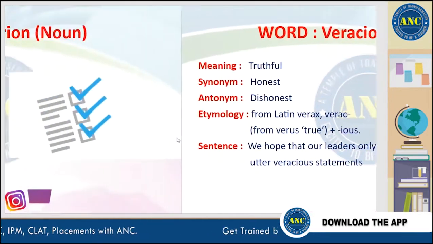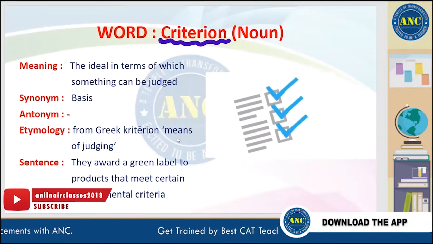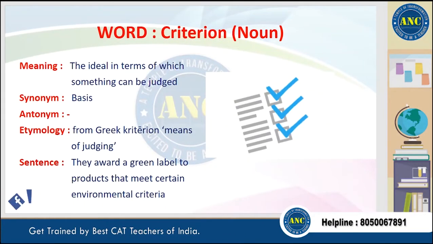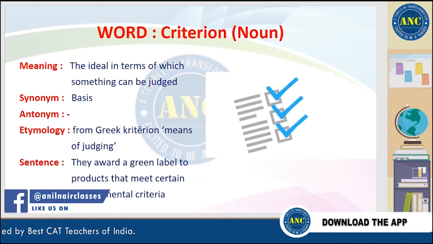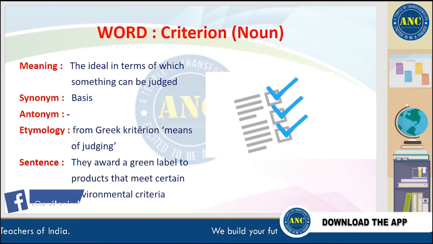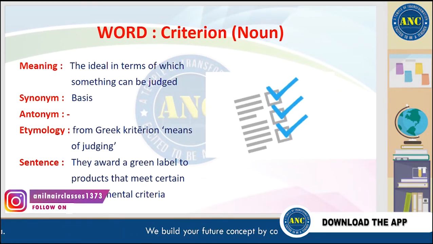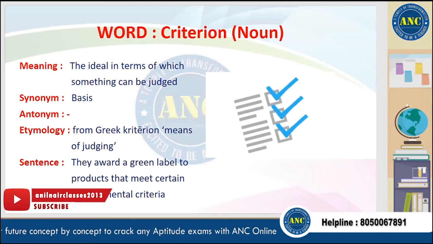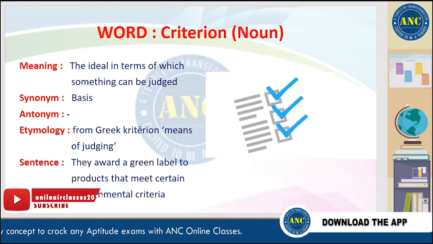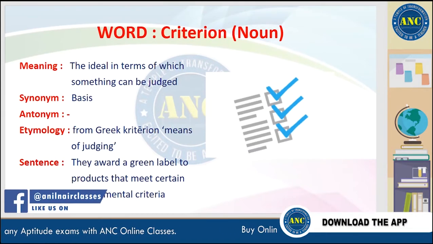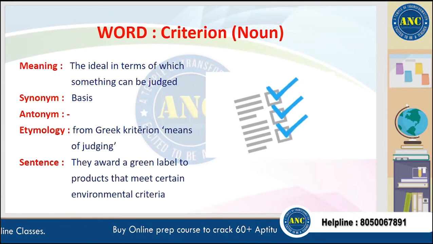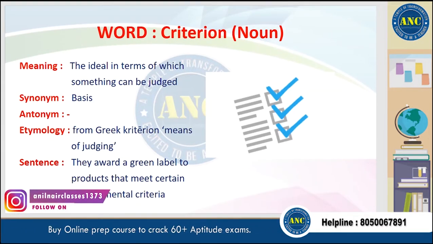Moving on to the next word, criterion. Criterion means the ideal in terms of which something can be judged. A synonym for it is a basis. It is derived from the Greek word criterion, which means means of judging. A sentence is, they award a green label to products that meet certain environmental criteria.